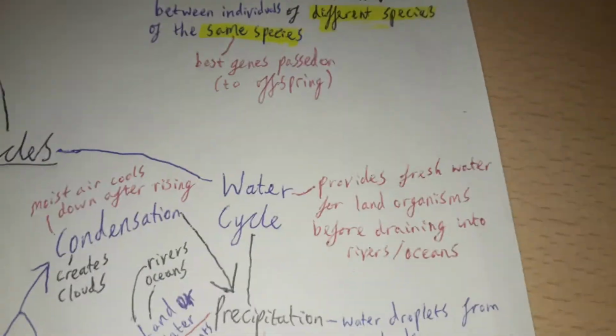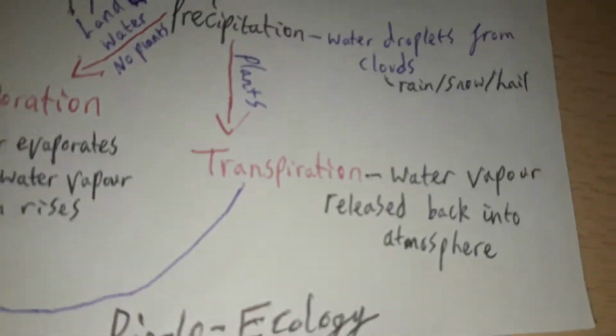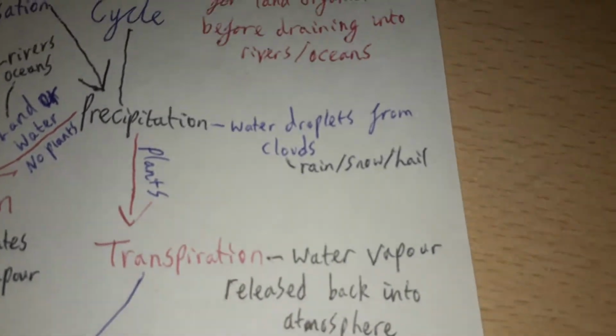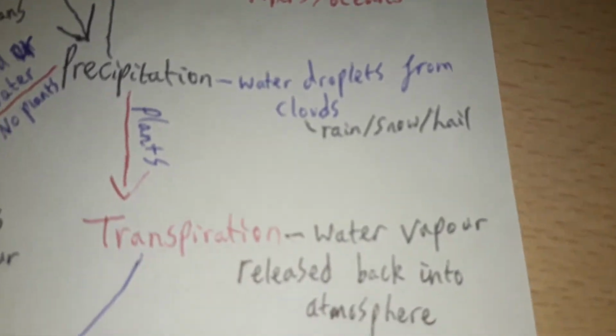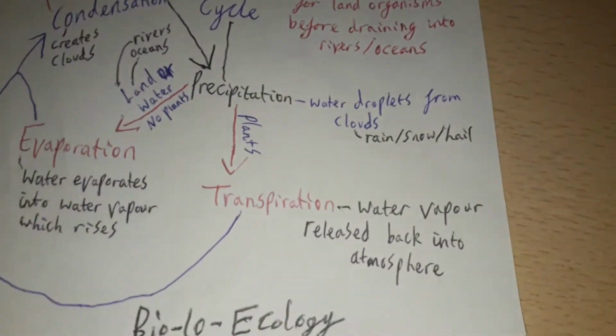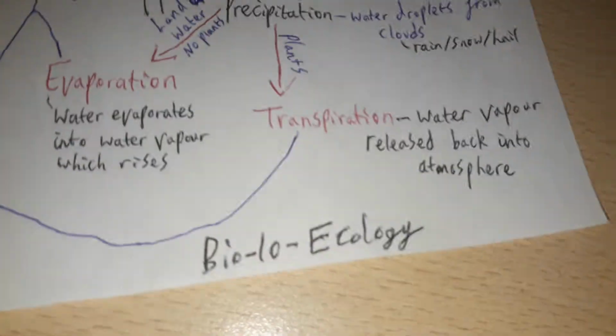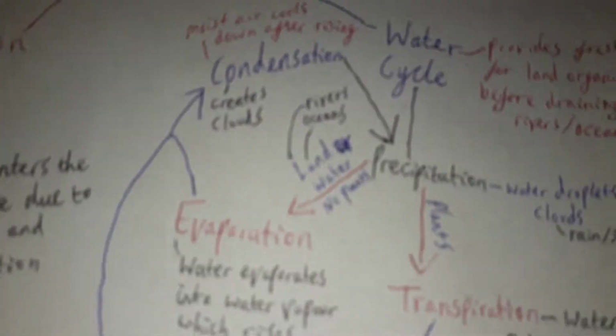After this, it goes in two different ways. Let's start with this way. It goes into transpiration. So this is water vapor. It goes into plants, and plants transpire through transpiration and allow water vapor to go back into the atmosphere. Then this water vapor rises, and we get on to the next bit.